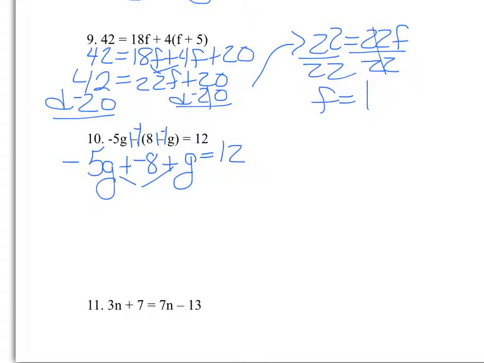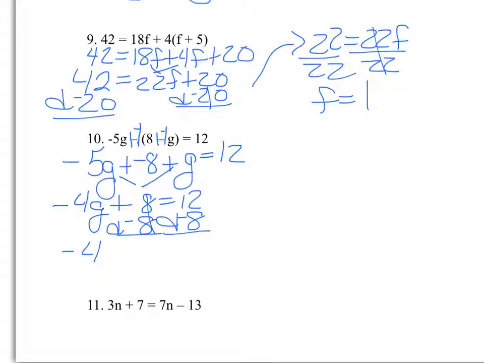I do have like terms, my g's. That gets me negative 4g plus 8 equaling 12. Add negative 8 to each side. Negative 4g equals 4. Divide by negative 4 on each side. And I get g equaling negative 1.